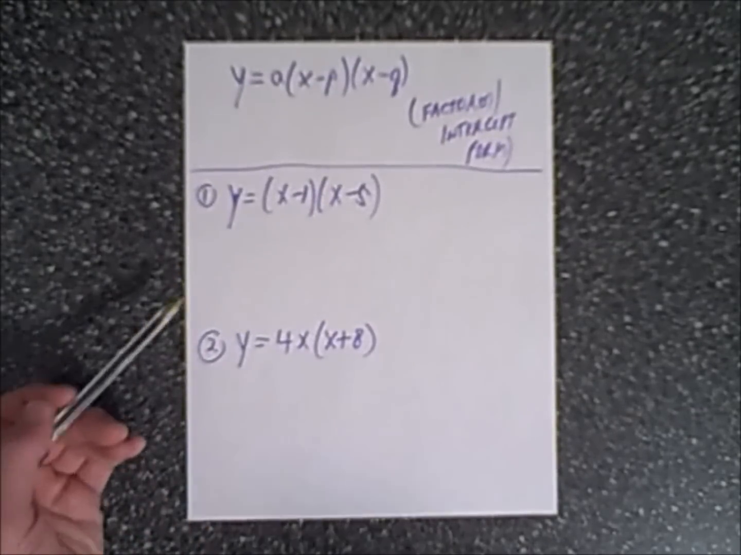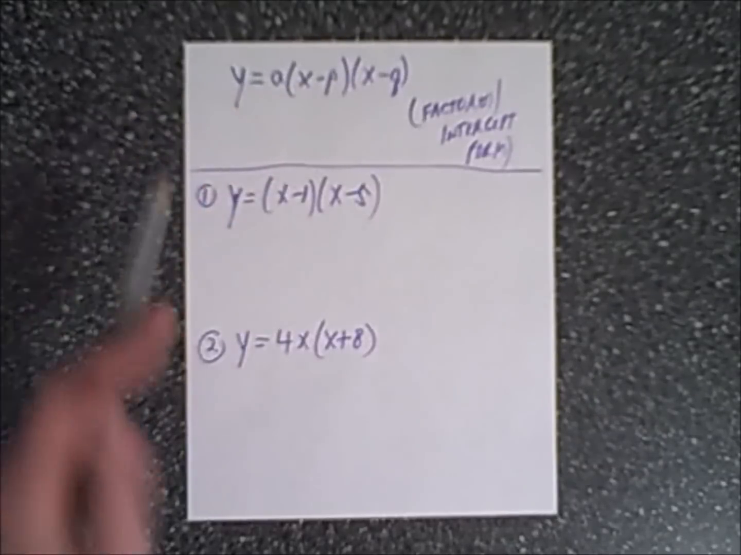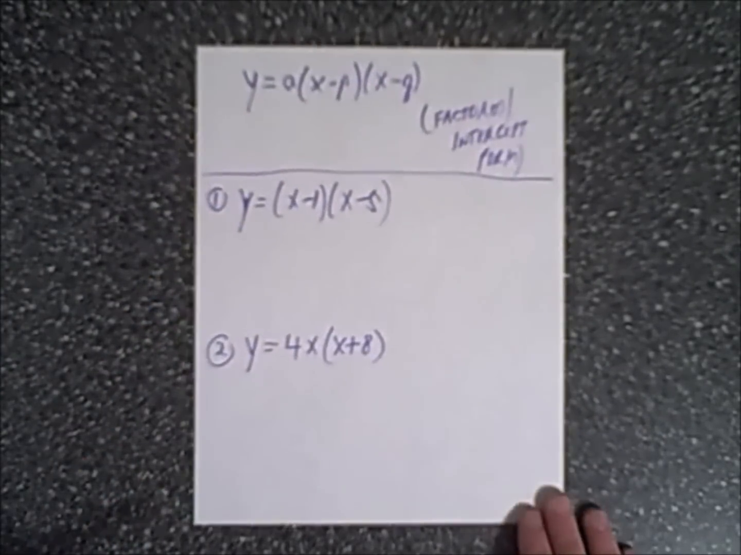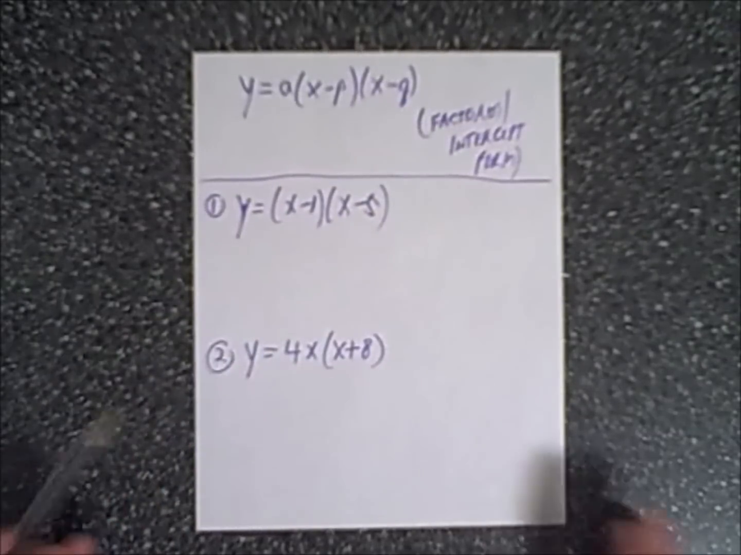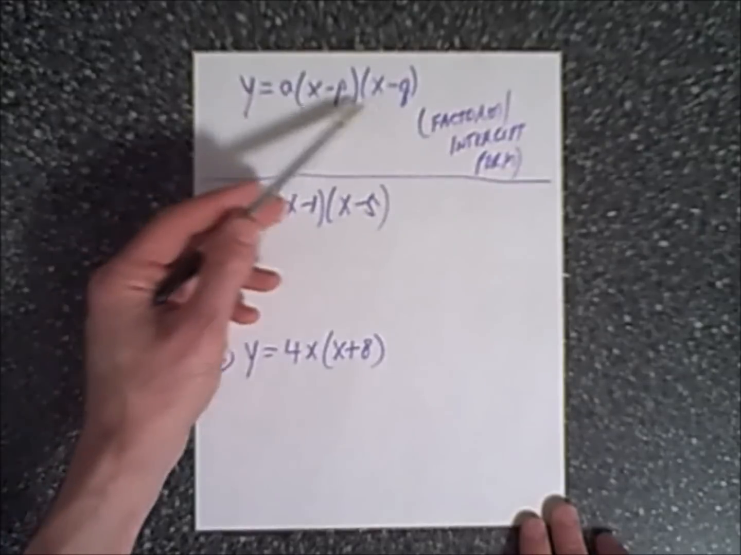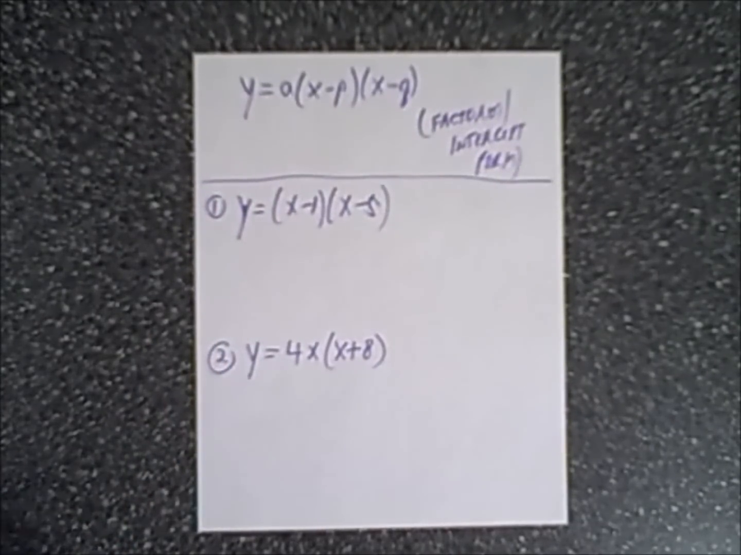And here are 2 examples of quadratics that are in factored form. Here's x minus p times x minus q. If you were to multiply this all out, you would get an x squared value, which is a quadratic. And these p's and q's are the zeros. So if you were to plug in p or plug in q, you would get a 0, which of course would equal 0, and they would be the x-intercepts.